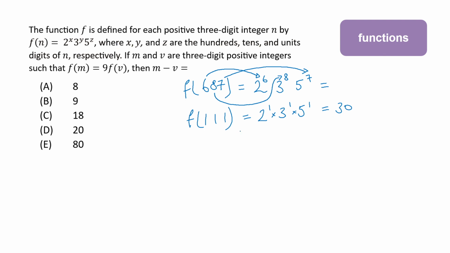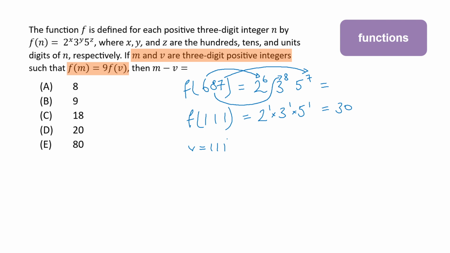We have some information about m and v, and then a relationship between f of m and f of v. Well, again, I think an example is going to help us. And hey, we could use one of the examples we've already come up with. Let's say that v is equal to 111. Now, I'm actually picking an example for v for a good reason. I'm going to multiply it by 9. That's actually going to be easier than dividing something by 9.